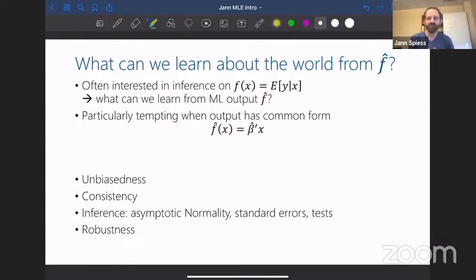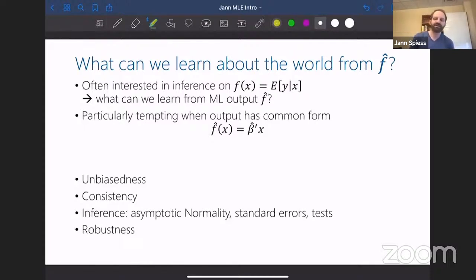So that, of course, is particularly tempting when the output has a common form. For example, I fit a lasso. The lasso conveniently didn't just give me a linear regression set of coefficients, but it also gave me linear regression coefficients that are 0 in many places. So it's very tempting to simply interpret this as, oh great, now I know which variables are important, and now I know which variables I should choose if I want to affect the outcome in some way.